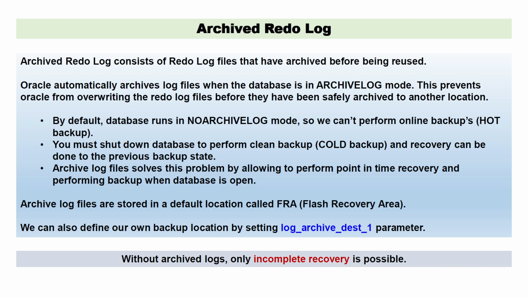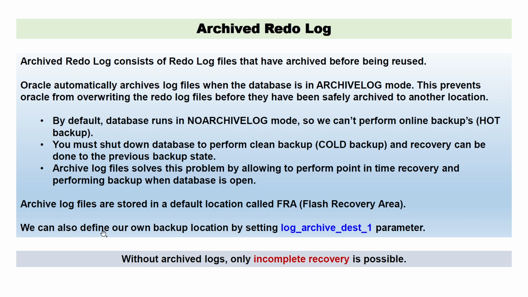This is very important. By default, the database runs in no archive log mode, which means we can't perform online or hot backup. You must shut down the database to perform a clean cold backup, and recovery can be done only to the previous backup state. Archive log mode solves this problem by allowing you to perform point-in-time recovery and to perform backup when the database is open. Archive log files are stored in a default location called FRA, which stands for Flash Recovery Area or Fast Recovery Area. The old name was Flash Recovery Area, the new name is Fast Recovery Area.